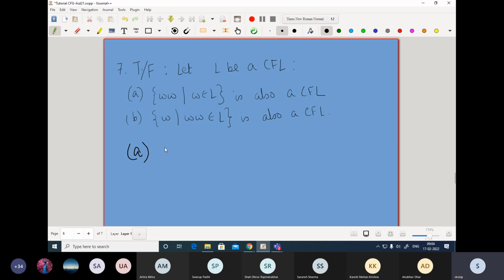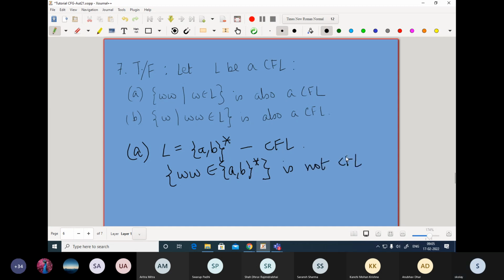But I think we've already done this in class. So if you take L to be AB star, then this is a regular language, so this is a context-free language. Now what did we do in class? WW belonging to AB star is not context-free. We did this example in class.